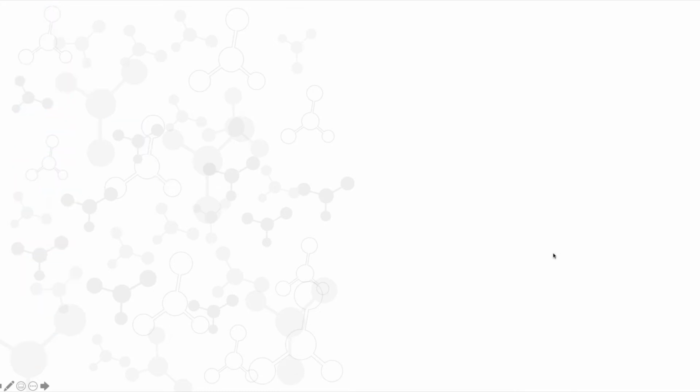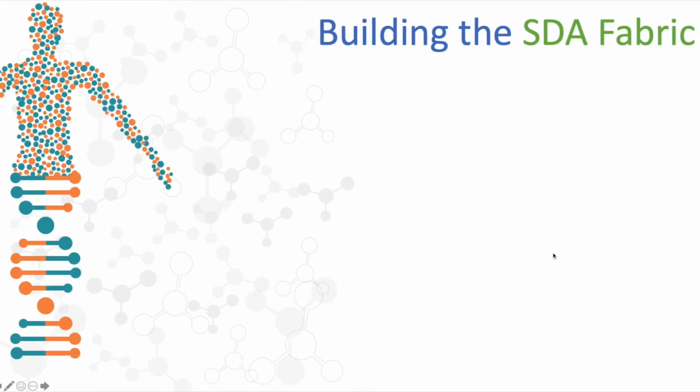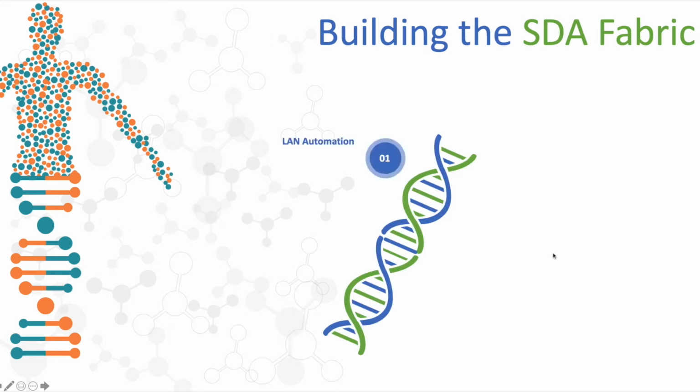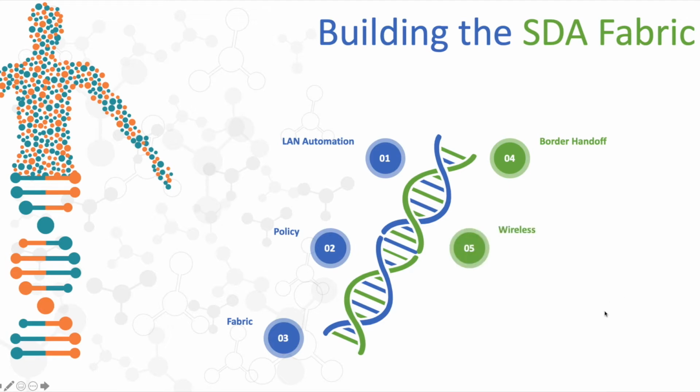So what is going on? First of all, building the SDA fabric. That's what we're going to be doing in this series. Today's video, part 1, is LAN automation, and then following on from this series so you know what's in store, we'll look at policy, how we build out the policy, then we'll configure our fabric, ready to onboard our devices, then we'll look at the border handoff element and how that works, and then we'll focus on wireless, how the wireless integrates with the fabric, and then of course troubleshooting. Personal favorite of mine. I'm looking forward to getting to that one.